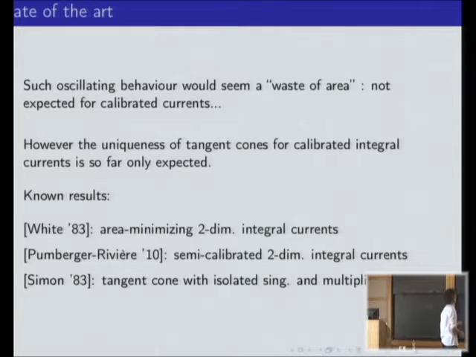So there are only a few cases where you actually have uniqueness of tangent cones, and they are the following. The case of two-dimensional area minimizing currents was done by Brian White. Then we have the result of Leon Simon: if you have a tangent cone with an isolated singularity and multiplicity 1, then it is the unique tangent cone. And then in the setting of calibrations, Pumberg and Rivière prove that for a two-dimensional integral current that is semi-calibrated, tangent cones are unique. So I will mention this again later. But for the rest, the problem is completely open.